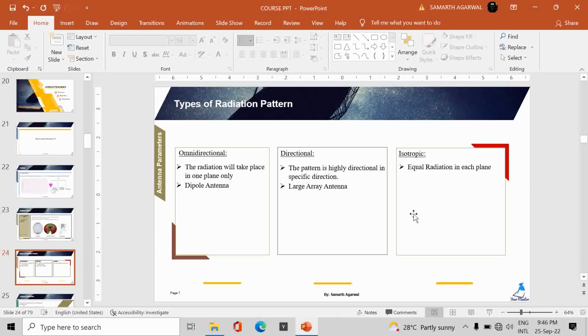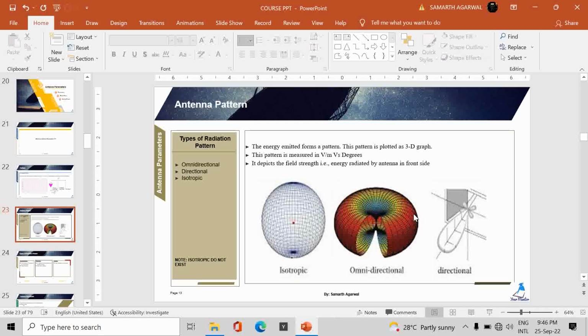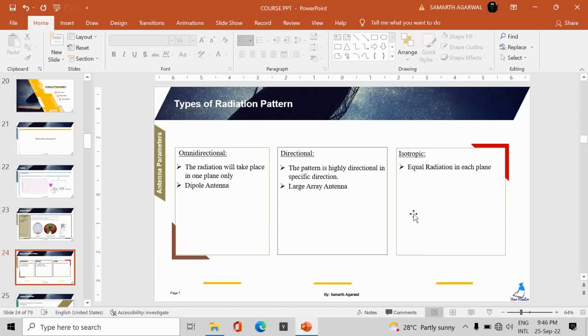Okay, so regarding the isotropic, I'll say that it is equal radiation in all the directions. That's why the image was of iso, which means a full sphere, full equal direction, equally in all the directions. Then directional means, whatever I have told you, that the maximum radiated power is concentrated in the main beam.